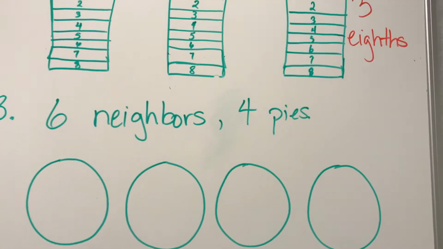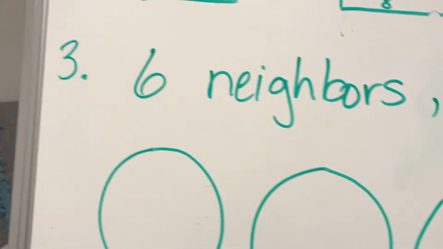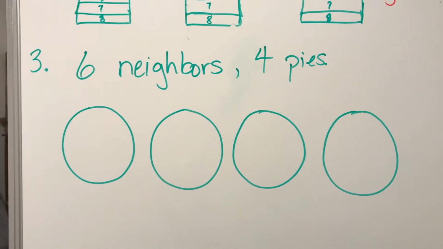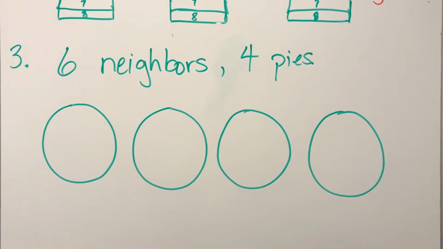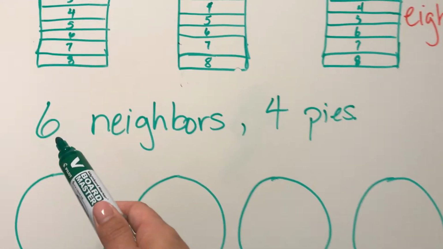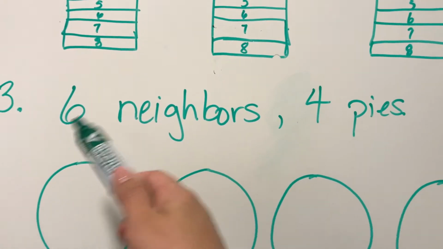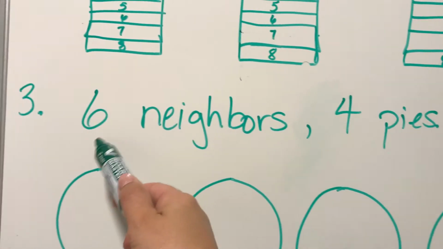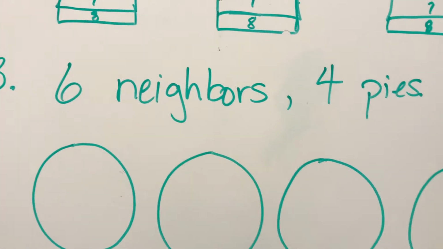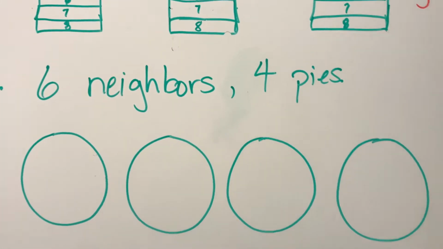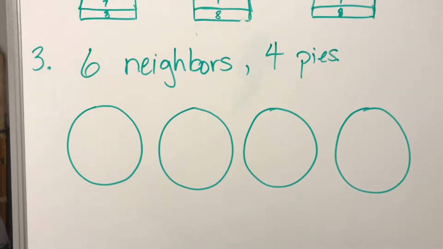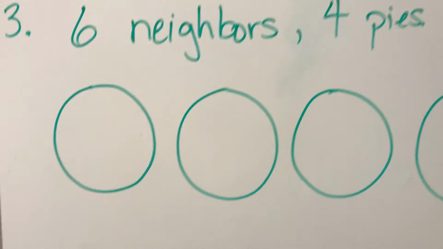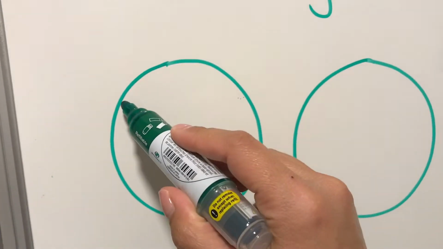Okay, now we'll look at the same concept in question number 3, which was 6 neighbors and 4 pies. Well, of course, this would be easier if we had 6 pies, because then each neighbor would get a pie. But we know that this number is smaller than this number, and so not each neighbor is going to get a full pie. But the easiest way, and there are a few ways of doing it, is just splitting each pie into equal 6s.